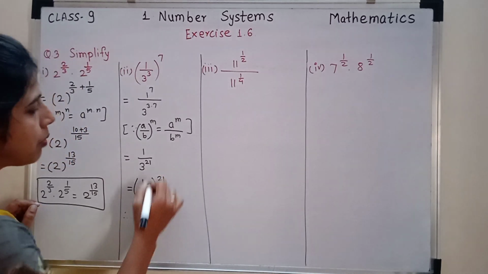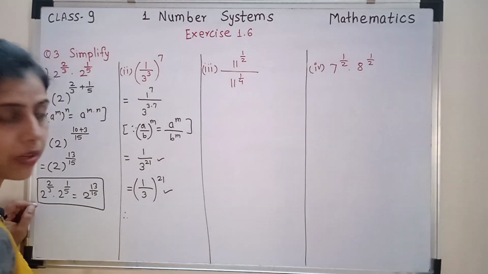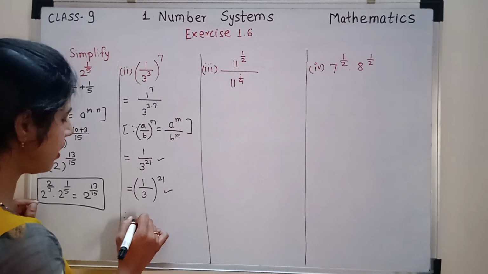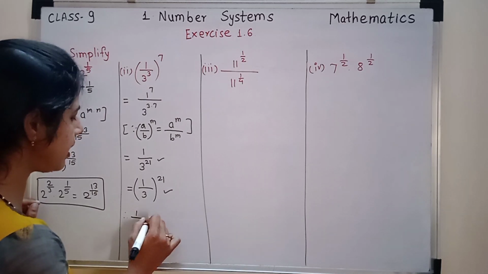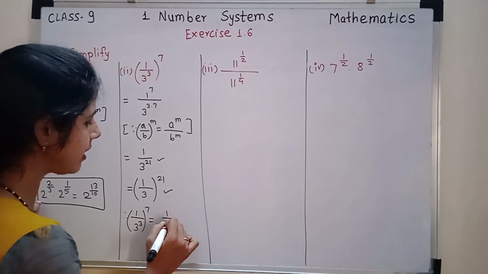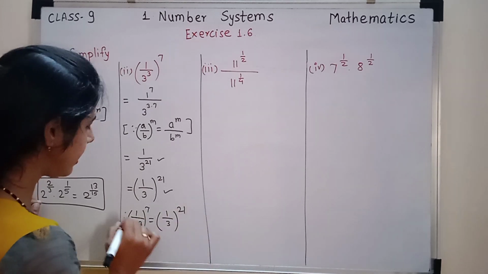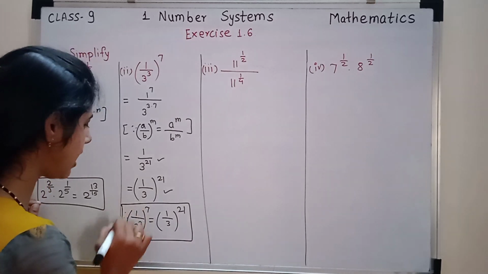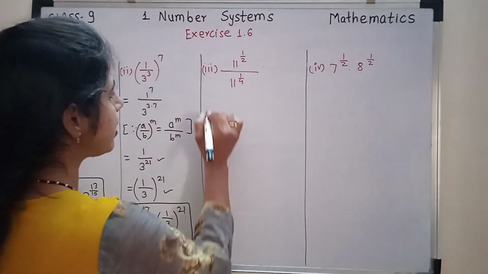If both answers are correct, you will get full marks for both. So therefore 1/3 raised to 3 raised to 7 is equal to what? 1 by 3 raised to 21. Whenever you get the final answer, always highlight your answer. Moving to the next question.